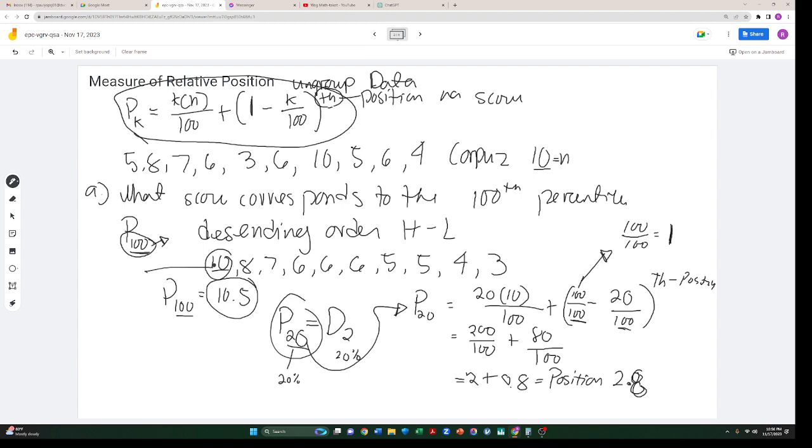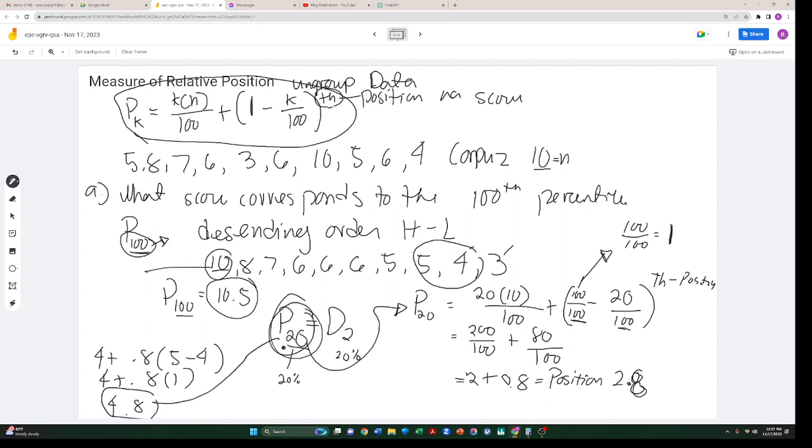It has already been formed. So 1, here you start, because this is rank: rank 1, rank 2, no? And then therefore, for those two, you just add the 0.8. So this is the formula being followed: 4 plus 0.8, then 5 minus 4, then 4 plus 0.8, which is 1, so 4.8. So therefore, for P20, its percentile points is 4.8.